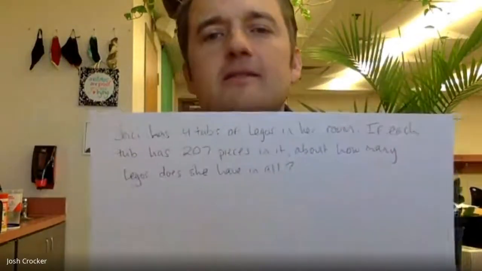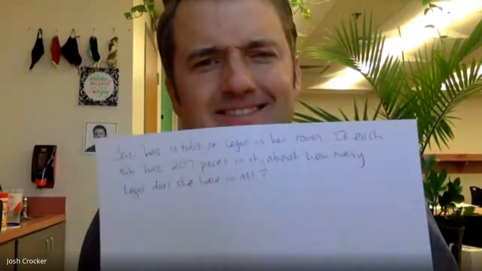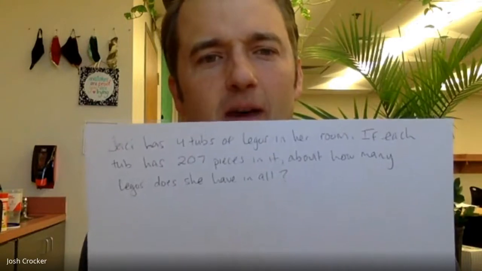Okay, last problem. Here we go. Ready? JC has 4 tubs of Legos in her room. I wonder if she does. You think? If each tub has 207 pieces in it, about how many Legos does she have in all? Okay, so it said about how many does she have in all? And this is another problem that it might be good to talk about, like what to round. Okay, so the numbers we got were 207 and 4.